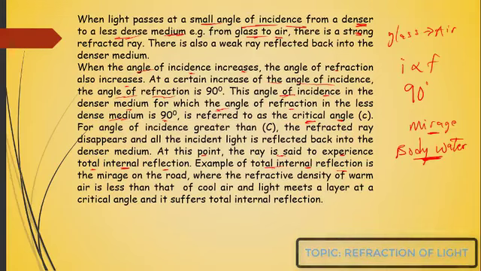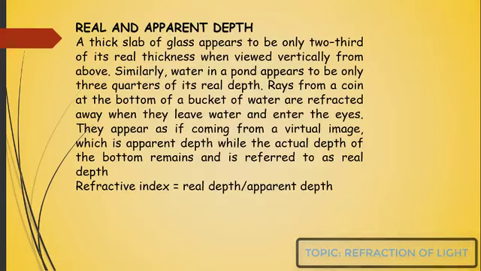that happens when the refractive density of warm air is less than that of cool air, and light meets a layer at a critical angle and it suffers total internal reflection, giving birth to what we call mirage. In English, we say mirage refers to an apparition, something that is not real, a kind of a makeshift phenomenon that will happen where we think something is happening, but that thing isn't actually happening, or it doesn't actually exist. So that is what we mean by mirage.